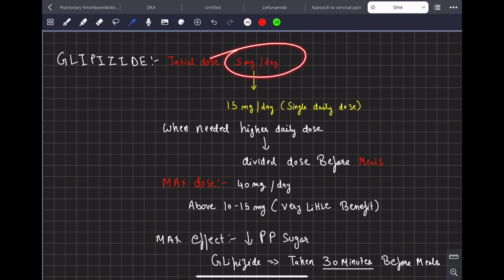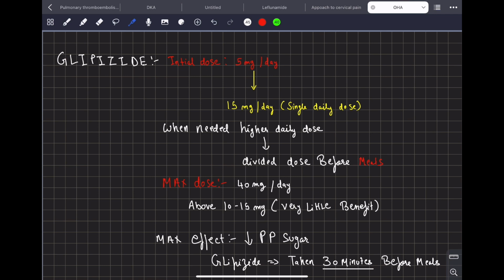So let's come to glipizide. Start with a 5 mg per day dose and titrate slowly to 15 mg per day as a single daily dose. If more than 15 mg is required, then you have to give it in divided doses BD, which is given before meals. The maximum dose you can give is 40 mg per day, but above 15 to 20 mg, very little benefit is shown.